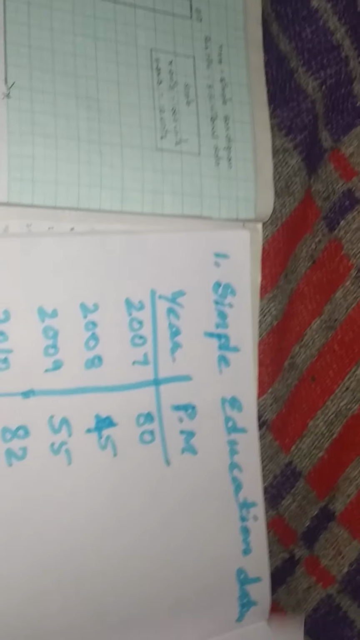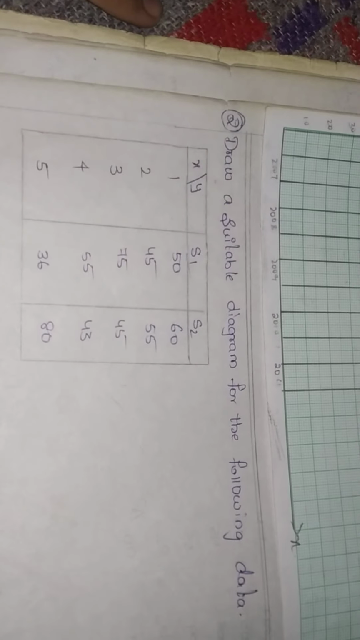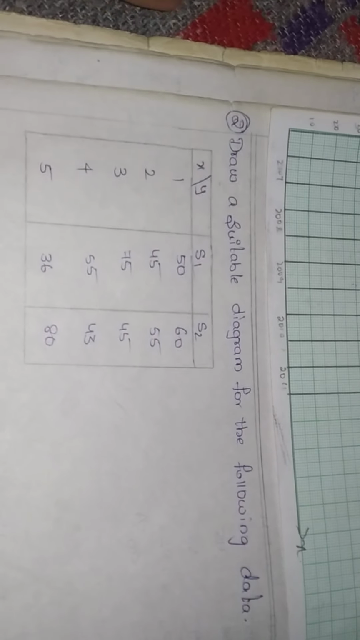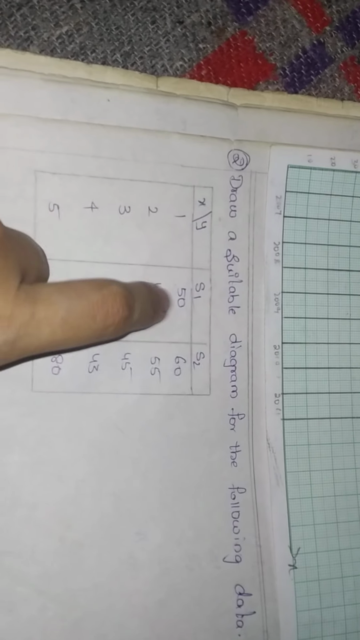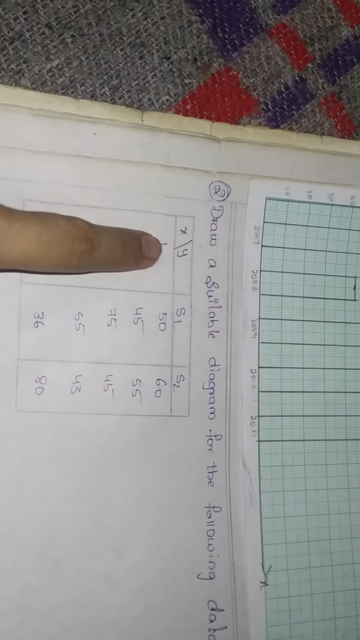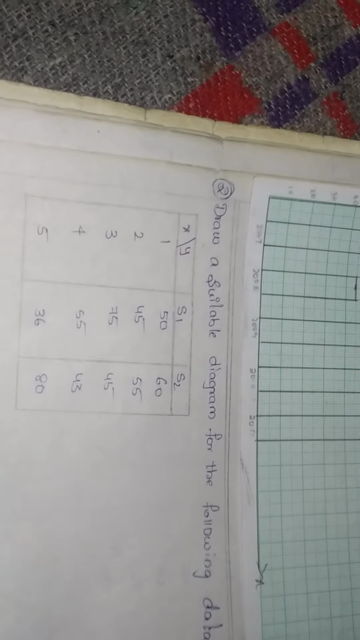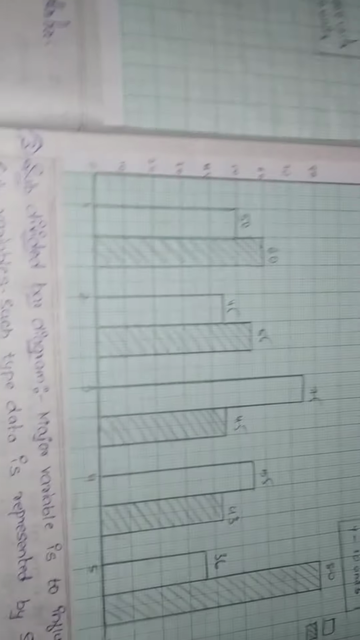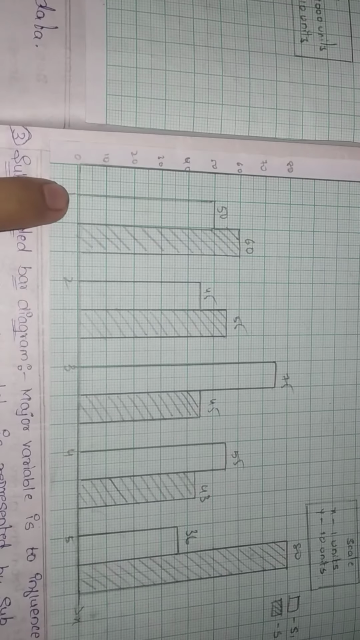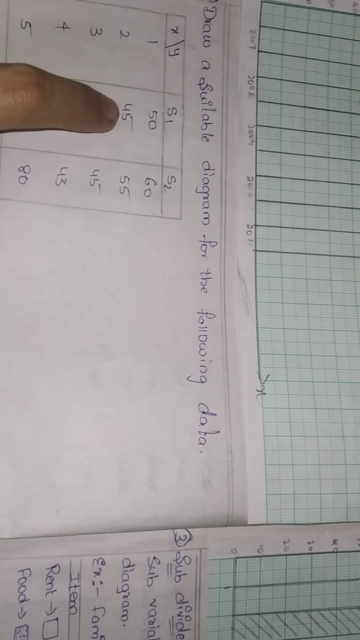For multiple bar diagram, this is the question. Draw a suitable diagram for the following data. For x values this one, and for y values s1 and s2. For x values first, second, third, fourth, fifth. Then for y values all this. So what I have done, for x values, for the first one it is 50 and 60. For the second one 45 and 55.